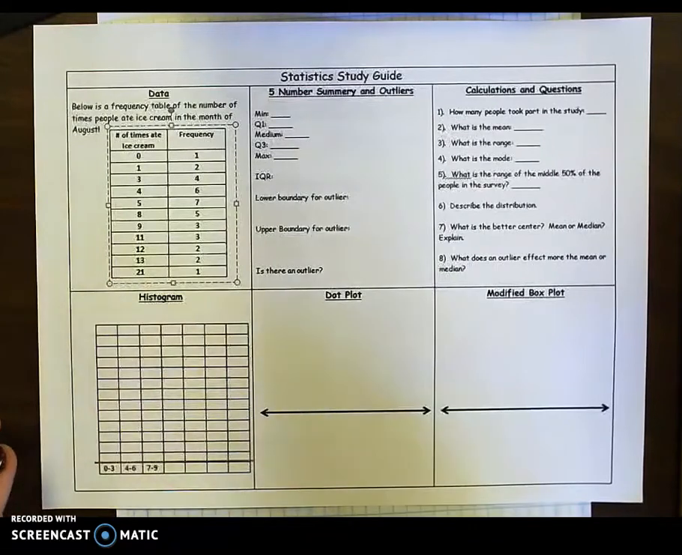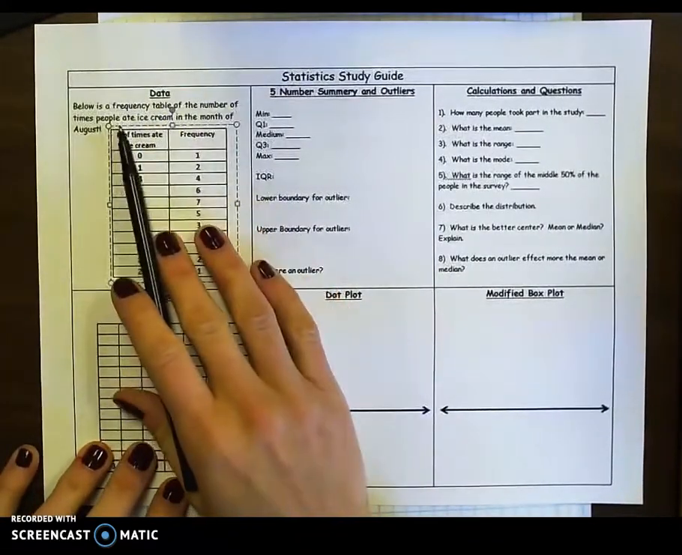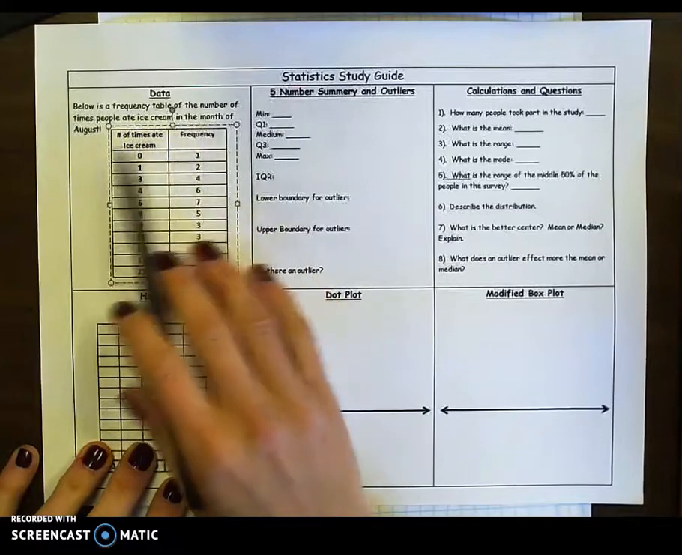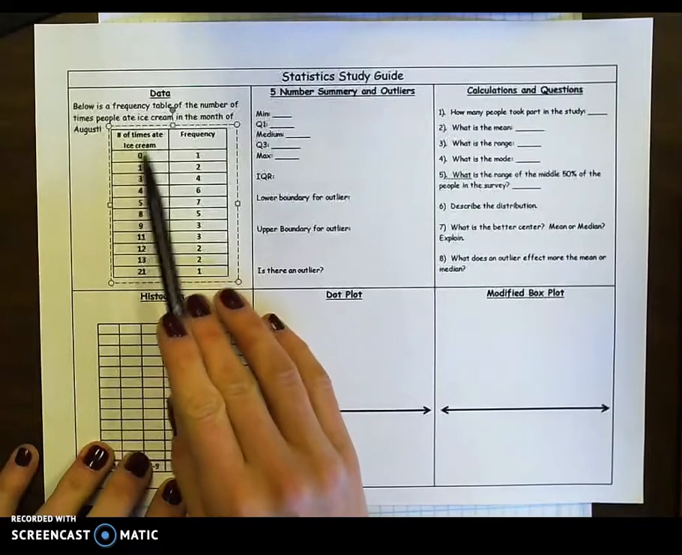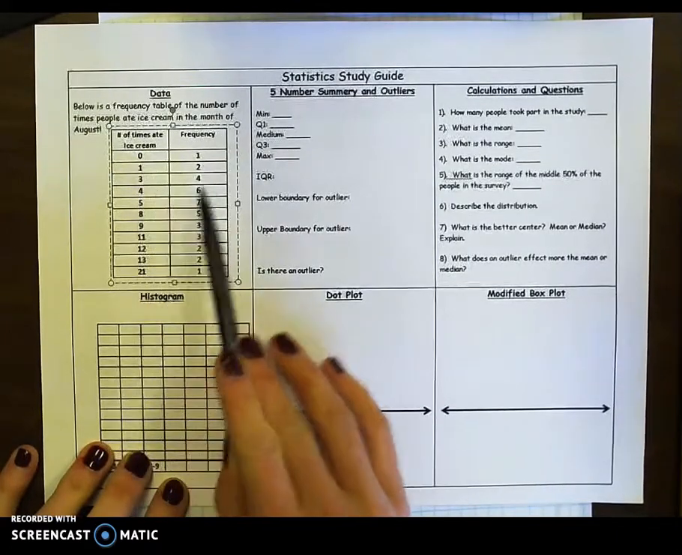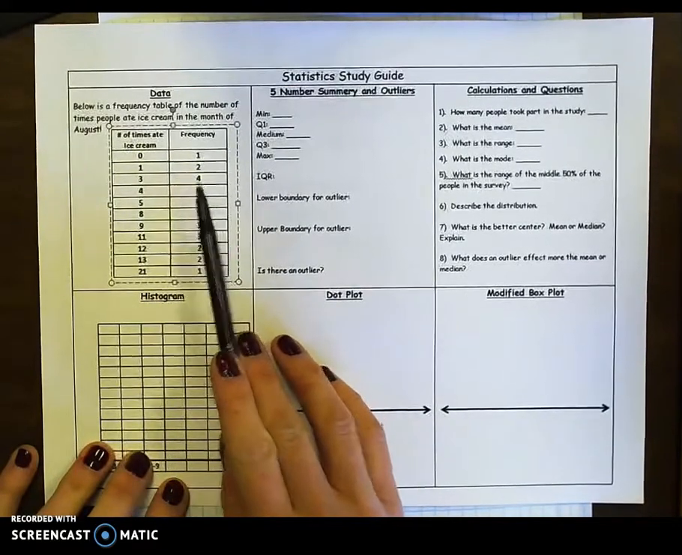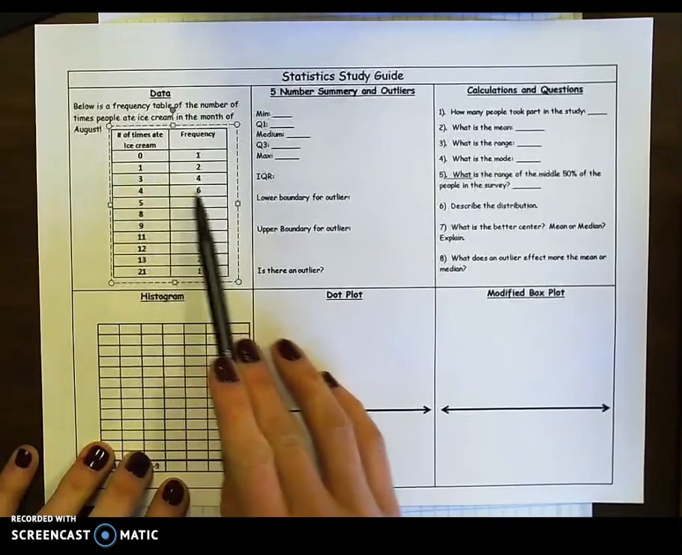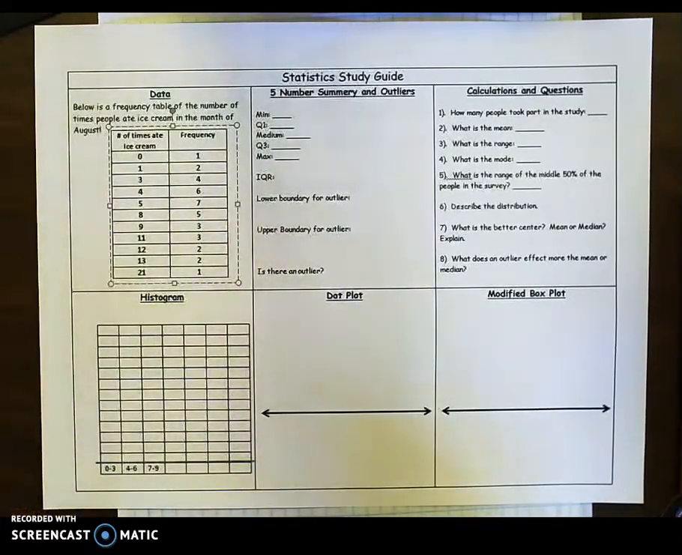So let's take a look at what our data is. Below is a frequency table of the number of times people ate ice cream in the month of August. So this is a frequency table. So let's see, one person said they ate ice cream 0 times. Okay, 2 people said they ate ice cream 1 time. 4 people said they ate ice cream 3 times. 6 people said they ate ice cream 4 times. And so on and so forth down the grid.